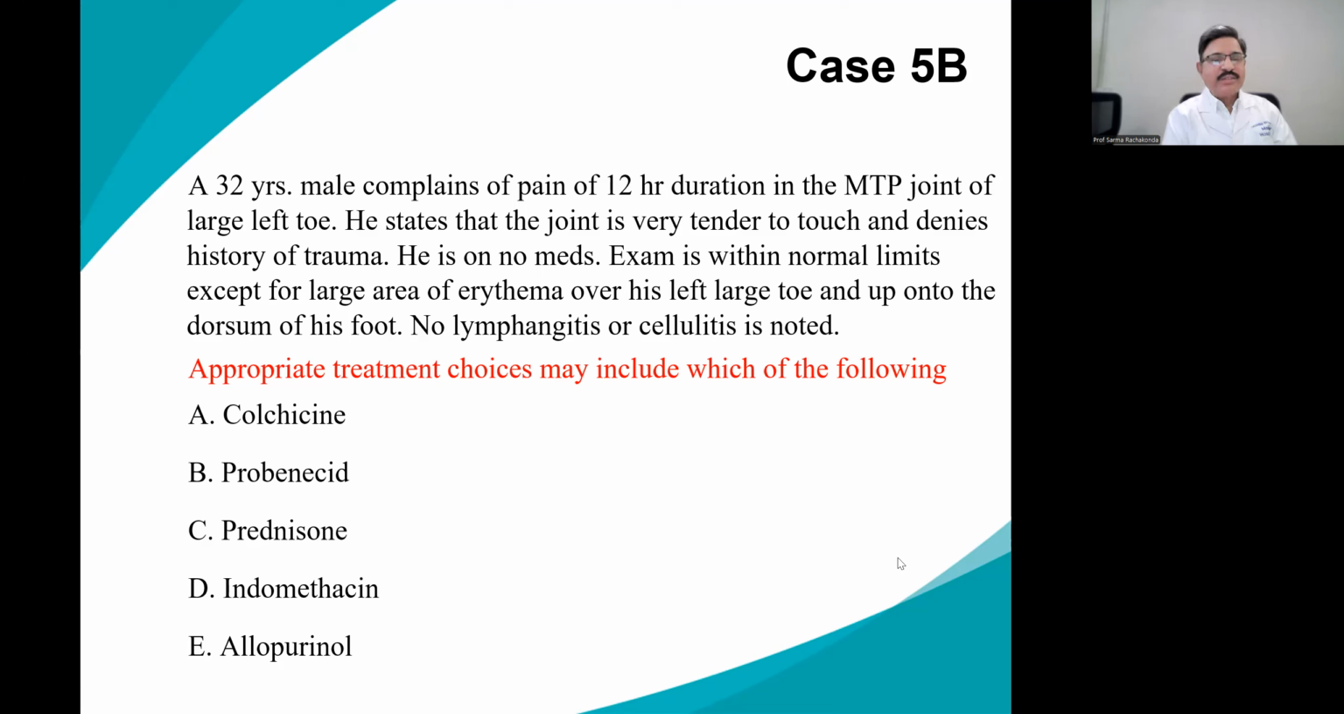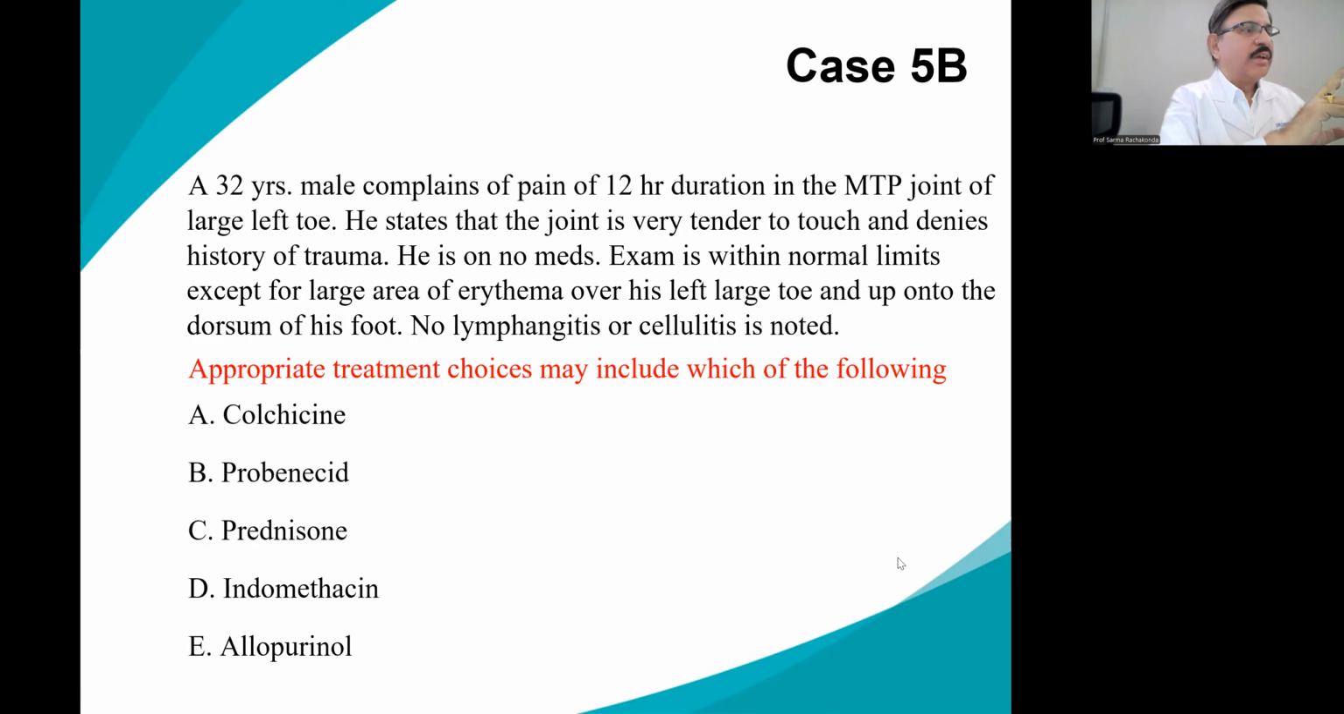Certainly allopurinol not. We don't want to give it. Indomethacin can be considered. Prednisolone possible. Probenecid not required, it is a uricosuric drug. Colchicine, if NSAIDs and steroids fail, then colchicine will come. Isn't it? So, the three options are possible.